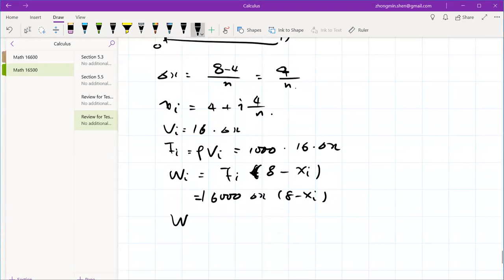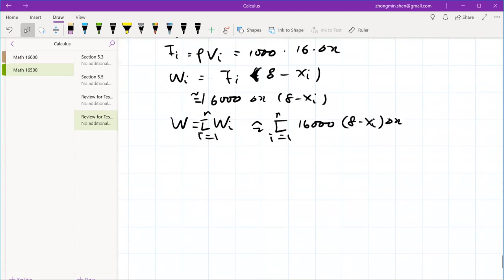So the total is about that, right? The total is going to be the sum from i equals 1 to n. This is about all right, if you let n go to infinity, it approaches the work done by pumping out the water. So that's going to be the integral. Be careful, x from 4 to 8.